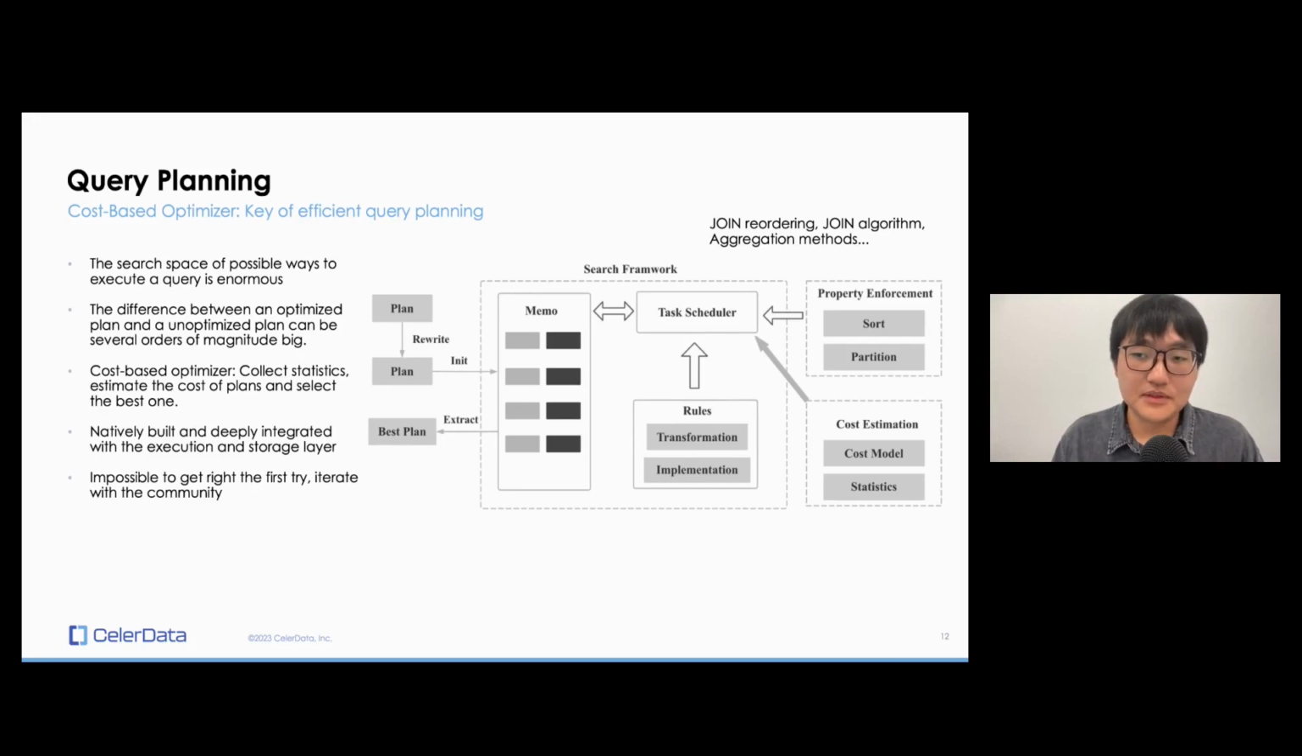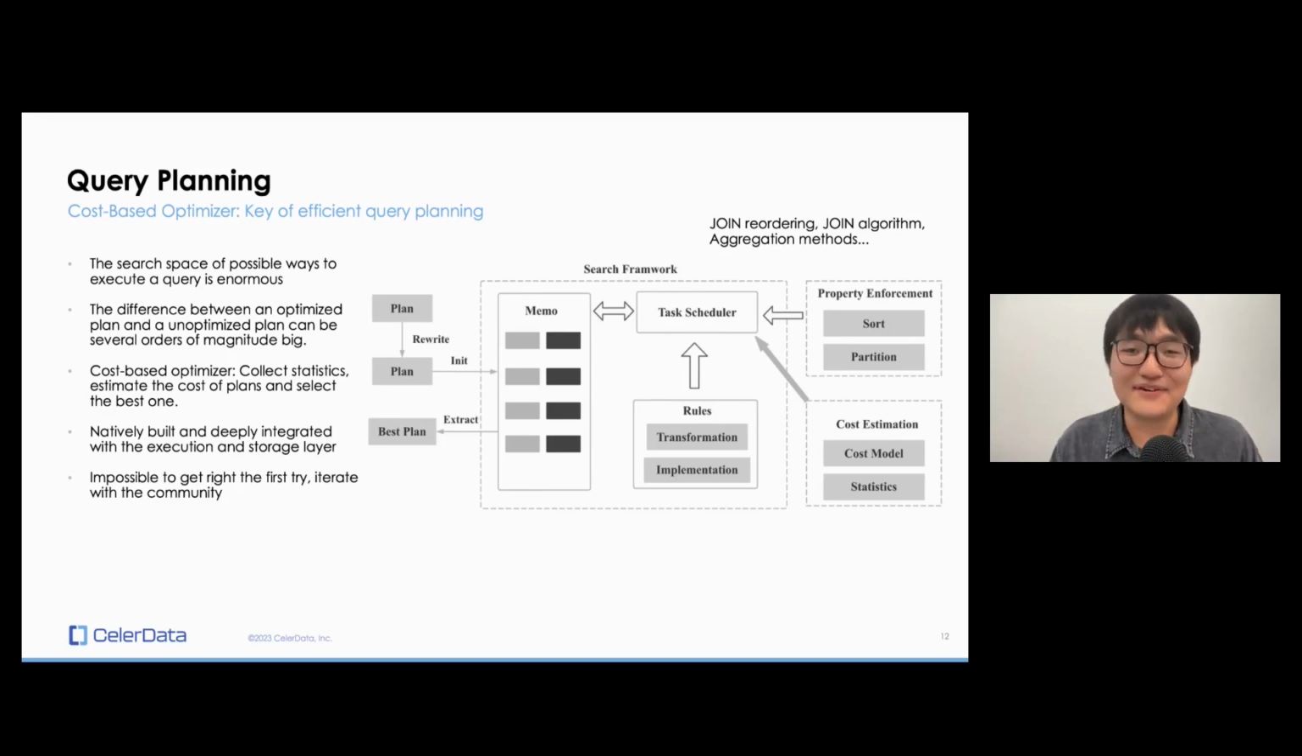And yeah, it's based on a lot of things, right? It's based on the statistics from your storage, and it's based on the behavior of your execution engine. So it's strongly coupled with the execution and storage layer, right? And that's why our cost-based optimizer is natively built, and it's been optimized for a very long time, right?